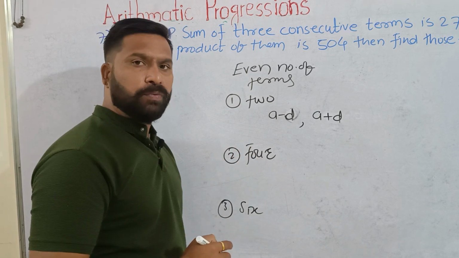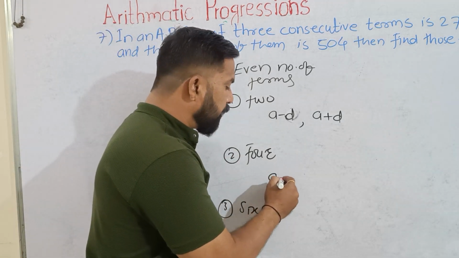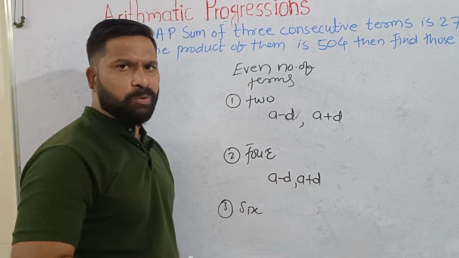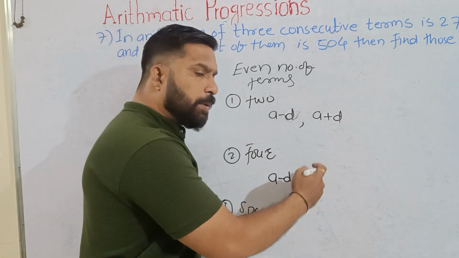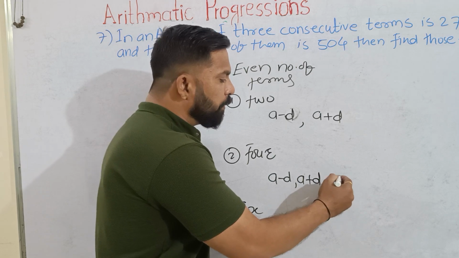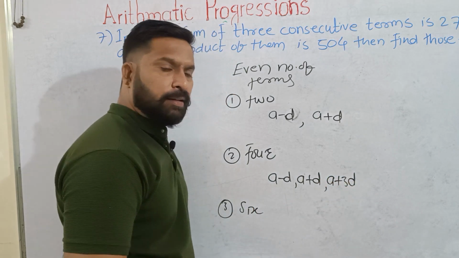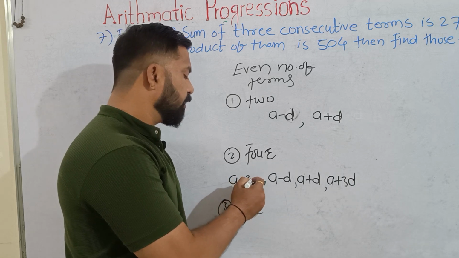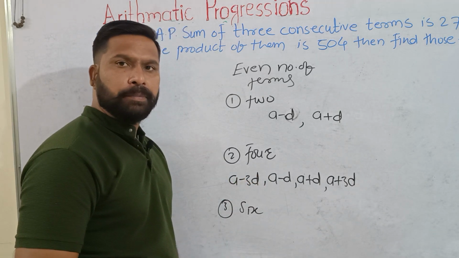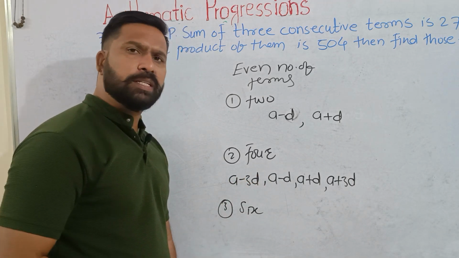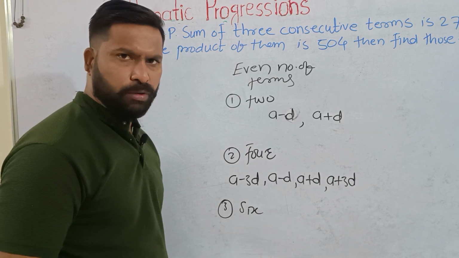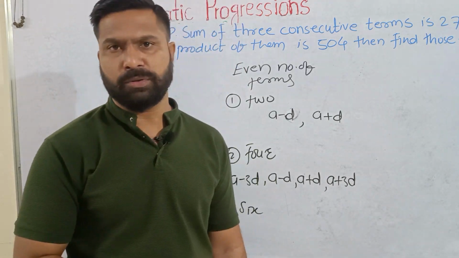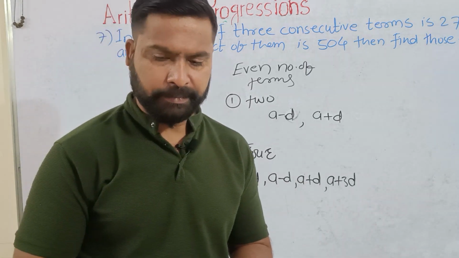For 4 terms, A minus D, A plus D, we don't have any doubt about it. Increase it by 2D, it will be A plus 3D, and decrease it by 2D, A minus 3D. And you have to do the same thing for 6 terms. You can write it on your own. Okay? Why we have to do so, I will tell you while solving this question.